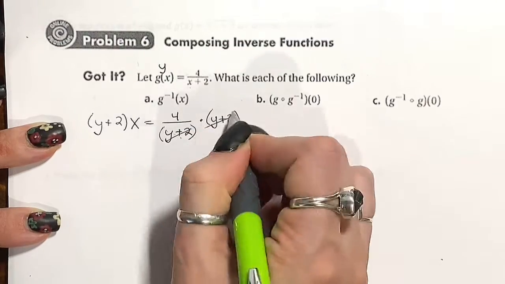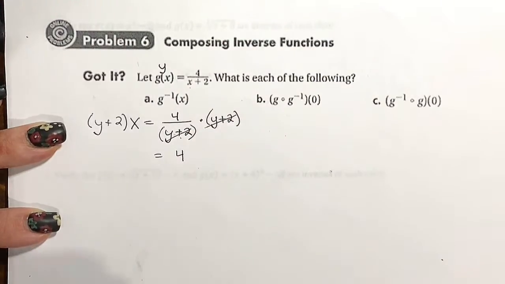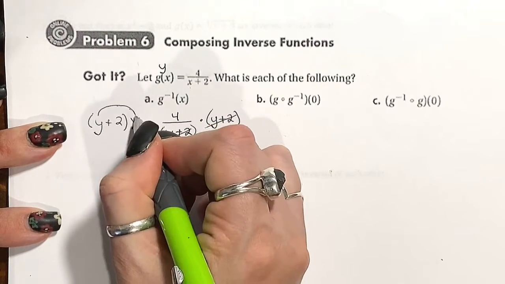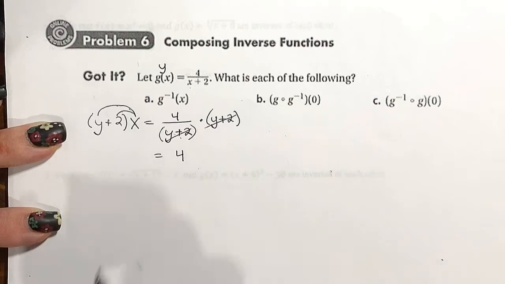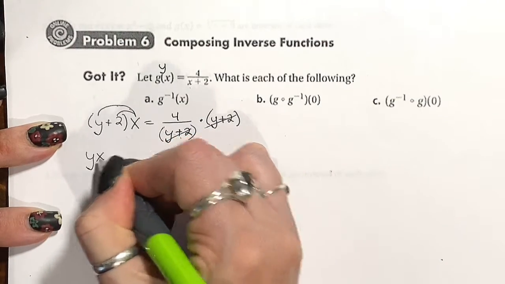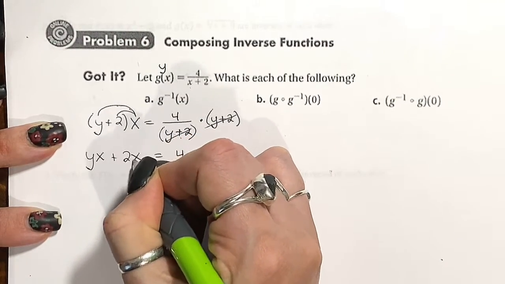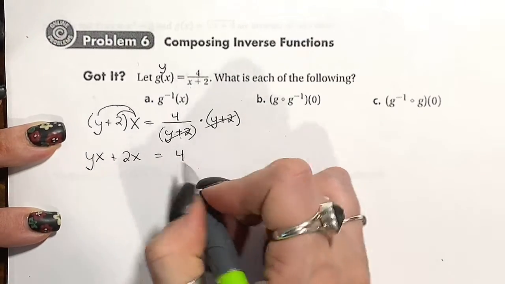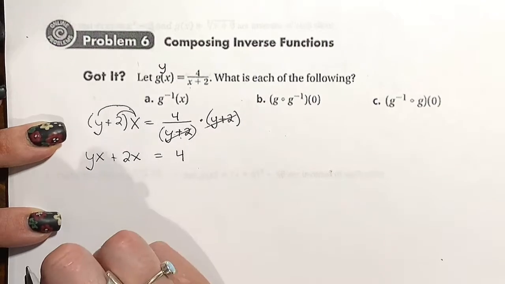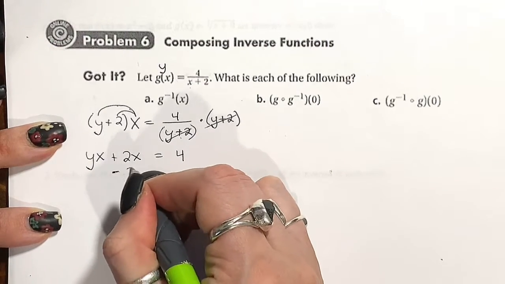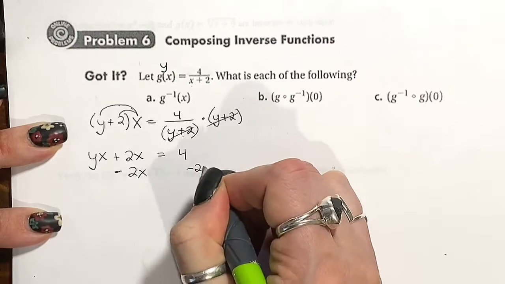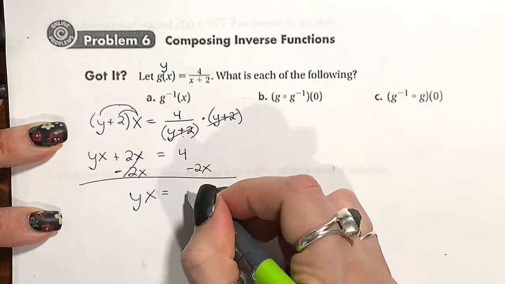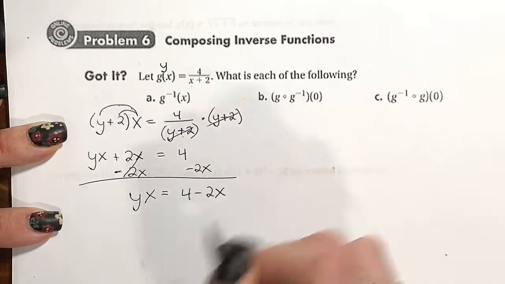So those cancel and we're left with just a 4 over here. Like I said, we're going to have to make this messier before it gets better. But we're going to now distribute that x through so that I get y times x plus 2x. Okay, and now, again, we're still trying to get y alone. I know it looks kind of messy. We're going to minus this 2x over to this side so that these cancel. And I have y times x equals 4 minus 2x.